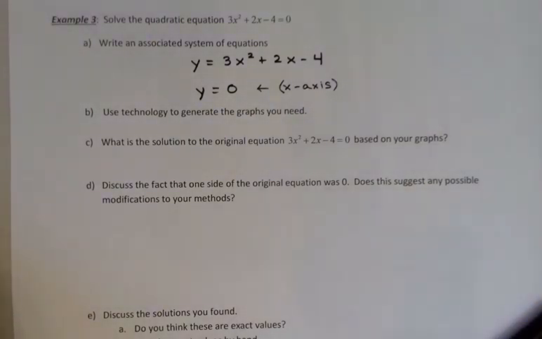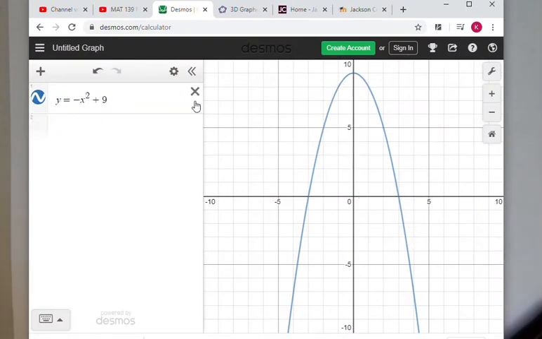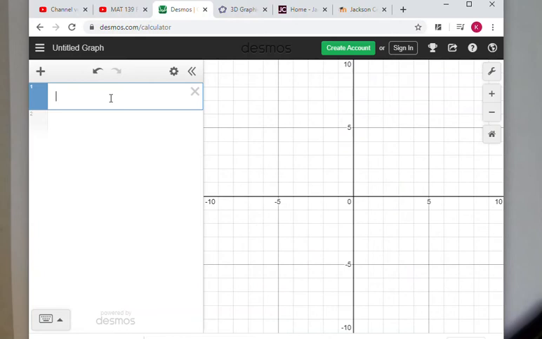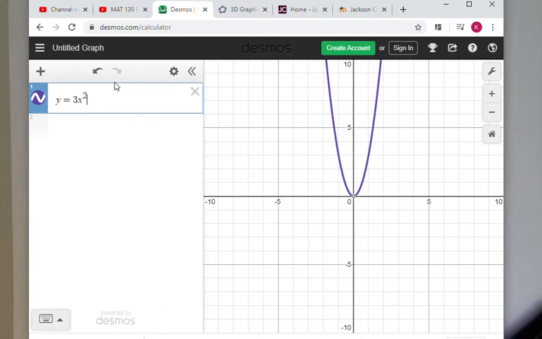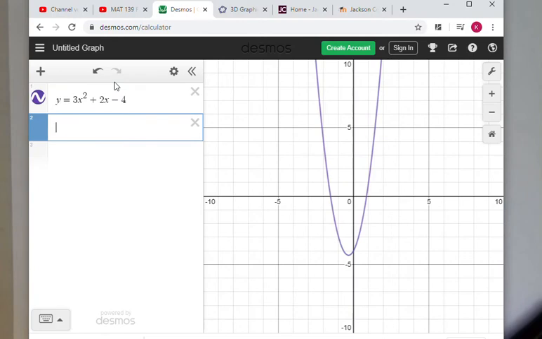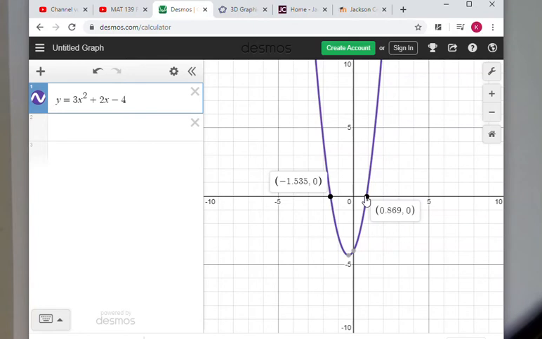So back over to Desmos. The first one was y equals 3x squared plus 2x minus 4. And actually, before I even graph the y equals 0, let's come on over here for a second. We know the x-axis is y equals 0, and we really can already see where that graph crosses the x-axis. The x-intercepts are something that Desmos finds for us automatically without us having to graph the actual y equals 0.